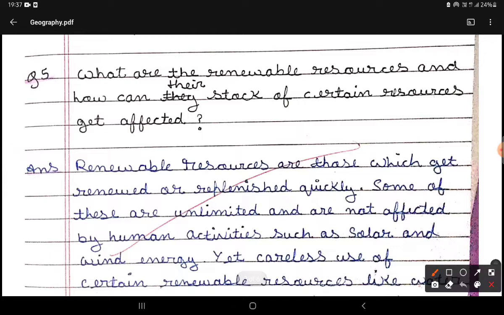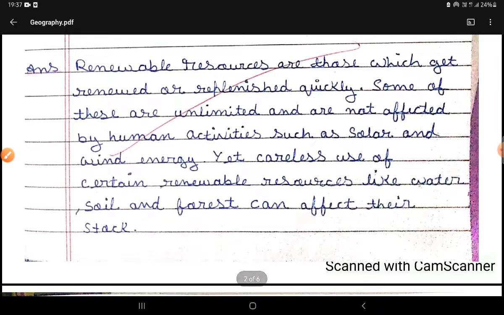What are the renewable resources, and how can the stock of certain resources get affected? Renewable resources are those which get renewed or replenished quickly. Some of these are unlimited and are not affected by human activities, such as solar and wind energy. Yet careless use of certain renewable resources like water, soil and forest can affect their stock.